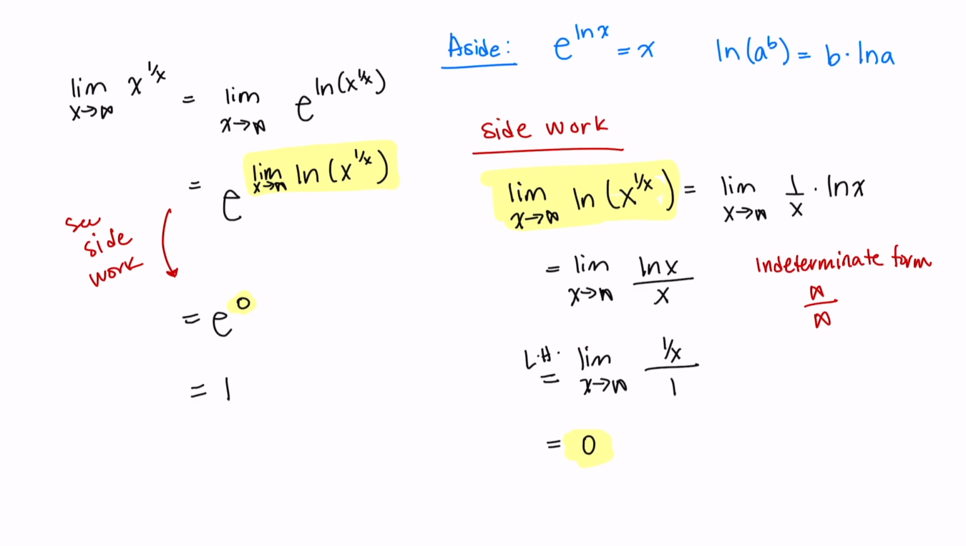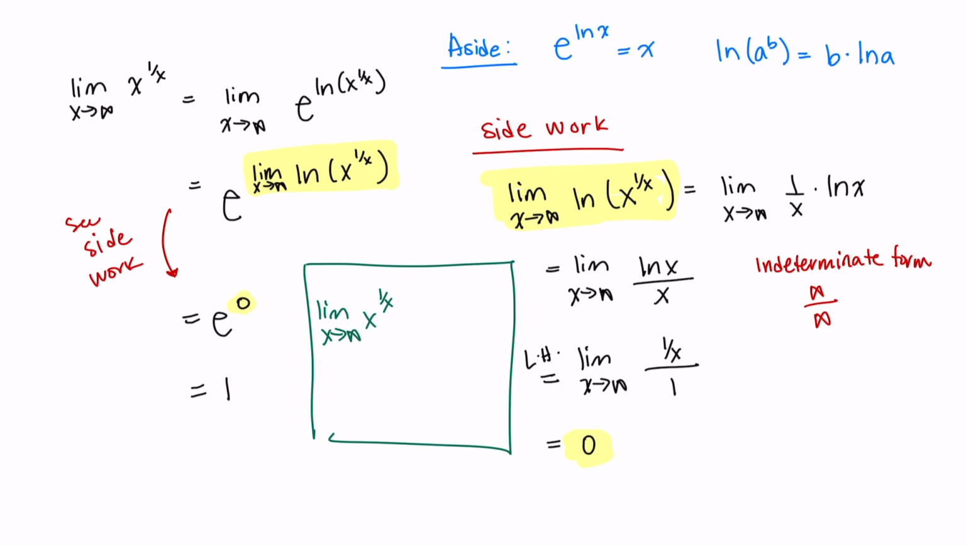Okay, so what did we figure out here? What you figured out is the limit as x approaches infinity of x to the 1 over x power is equal to 1.